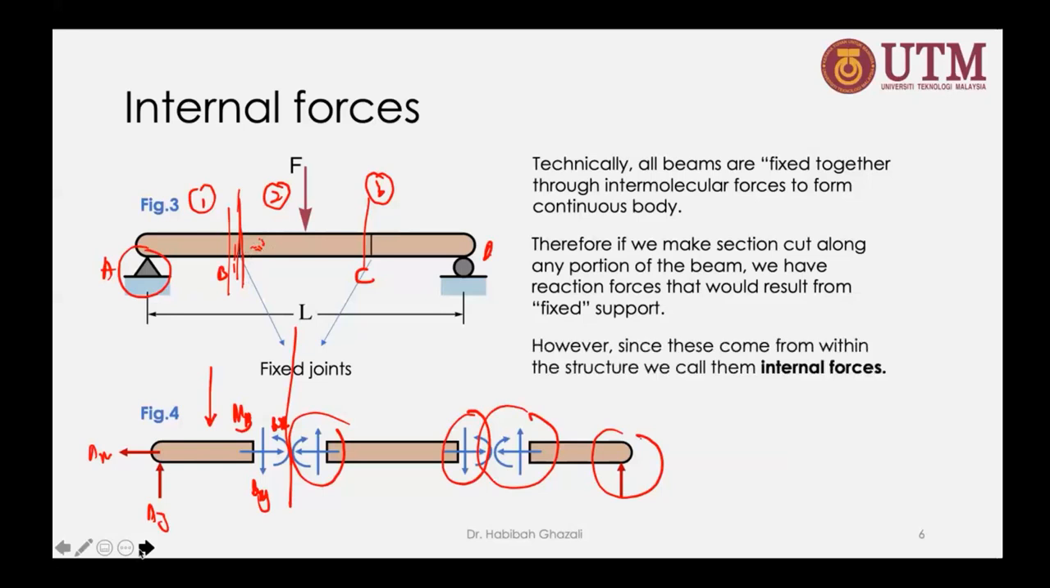You need to be able to visualize this. So we make a section cut along any portion of the beam. We have reaction forces that will result from the fixed support. However, since these come from within the structure, we call them internal forces. So these are internal forces because they are in the body, the rigid body itself.